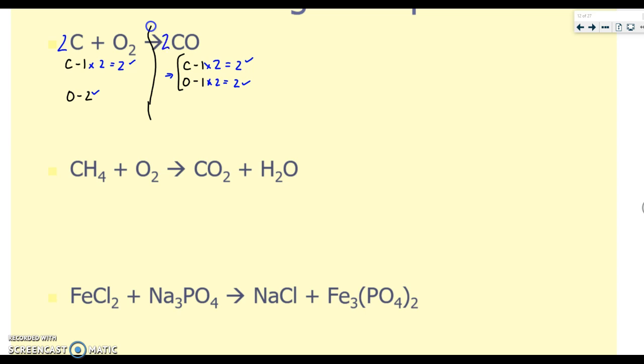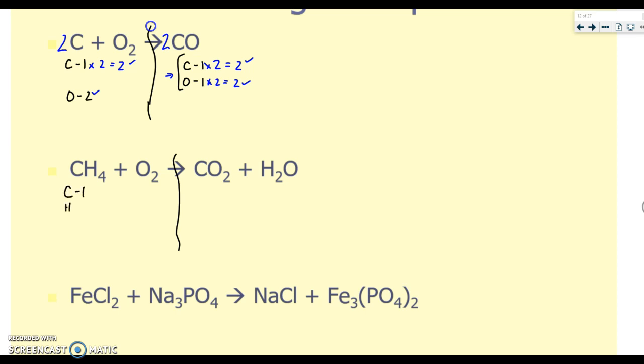Let's try the next example. You're going to start by drawing your line, and then we're going to take our atom inventory. If you'd like to try this part on your own, please pause the video now. Let's go ahead and do the atom inventory together.